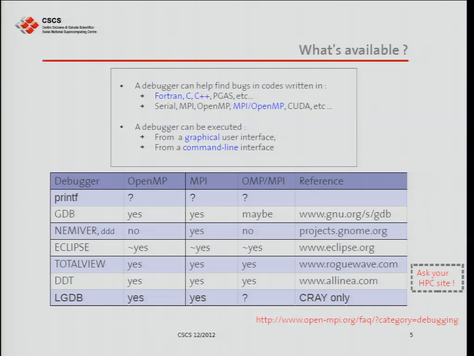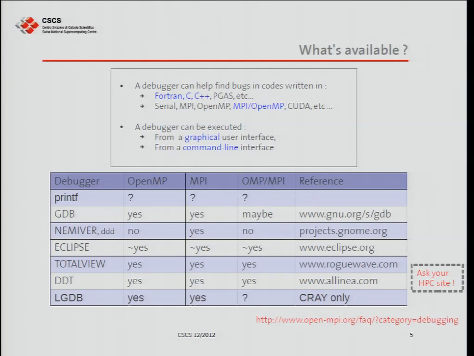Eclipse is a very active project that is being used on the big HPC sites in the US, and that's probably going to be the main debugger in the future. Right now it's under development, but it's full of promise.